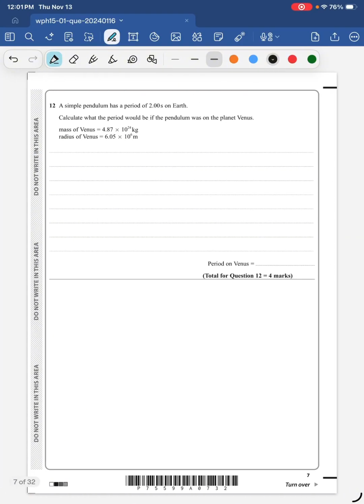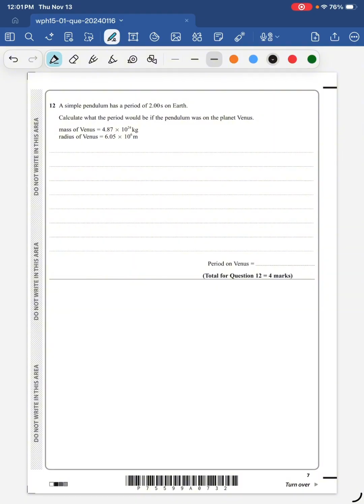Moving on. Question 12. This is a 4-mark question, so it should take you 4 minutes. Remember the rules I told you to remember. So a simple pendulum has a period of 2 seconds on Earth. Calculate what the period would be if the pendulum was on the planet Venus, and they give you the mass of Venus and the radius of Venus. Okay, so it's a little bit of an involved problem, but let's think about it.